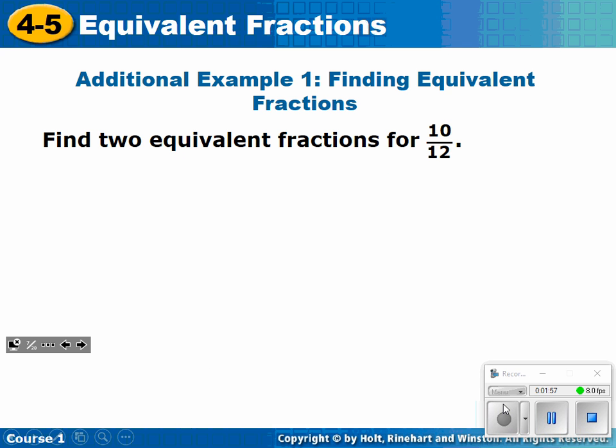So you're going to be asked to do problems like this, finding equivalent fractions, and they're going to give you a fraction. So you have to find an equivalent fraction. And this is really an easy thing to do. 10/12. The one rule that you have to remember is whatever you do to the top, you have to do to the bottom. So in this case, we can divide both top and bottom by 2.